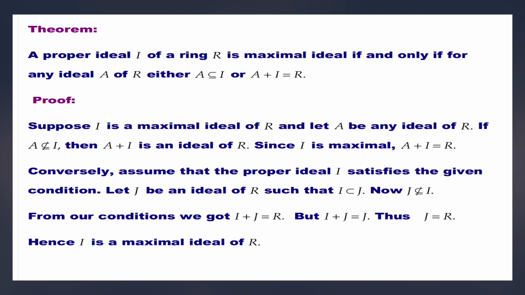Theorem: A proper ideal I of ring R is a maximal ideal if and only if for any ideal A of R, either A is a subset of I or A plus I equals R. Proof: Suppose I is a maximal ideal of R and let A be any ideal of R. If A is not a subset of I, then A plus I is an ideal of R. Since I is maximal, A plus I equals R.